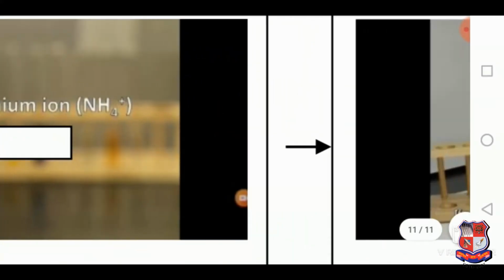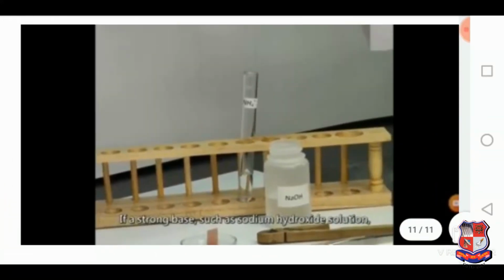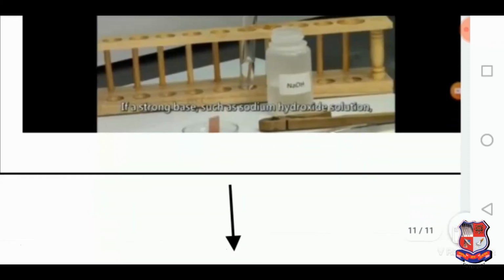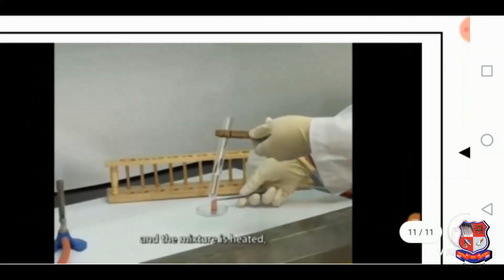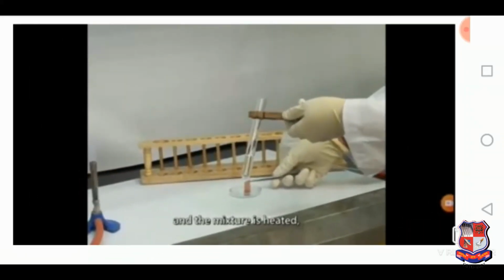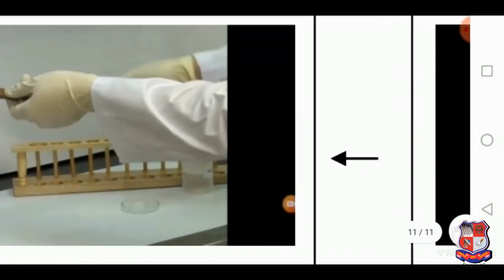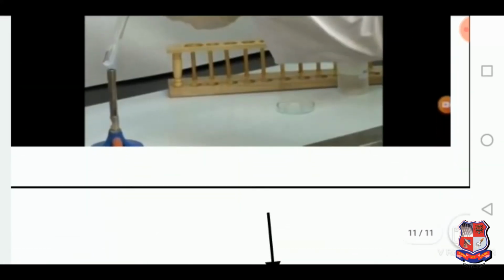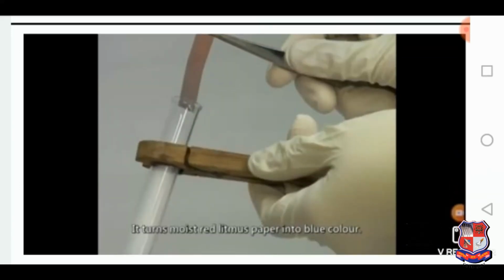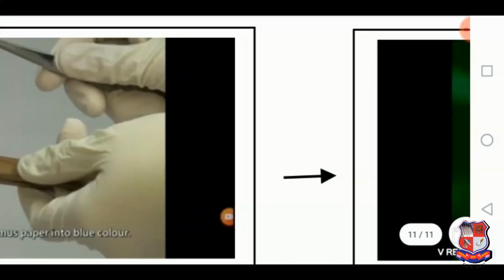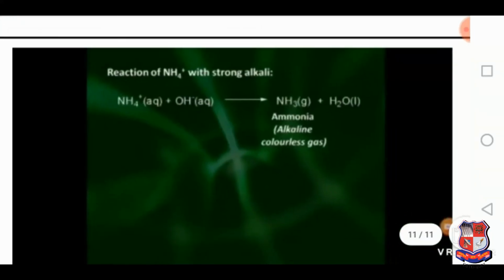Ammonium ion. If a strong base such as sodium hydroxide solution is added to a solution containing ammonium ion, and the mixture is heated, it turns moist red litmus paper into blue color. This is the reaction of ammonium ion with the alkali.